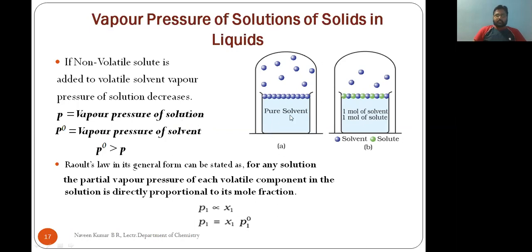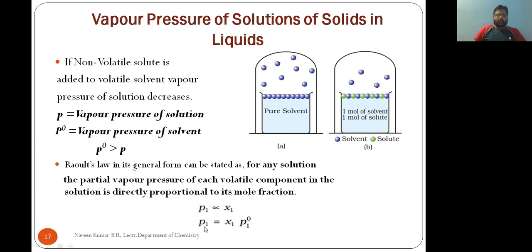By assuming this condition, we can state Raoult's law for any type of solution as: for any solution, the partial vapor pressure of each volatile component in the solution is directly proportional to its mole fraction. Now, in the example, the solute is non-volatile and the solvent is volatile. Hence, the vapor pressure of the volatile component, that is the solvent component, is directly proportional to its mole fraction, that is the solvent mole fraction present in the solution. P is directly proportional to mole fraction.